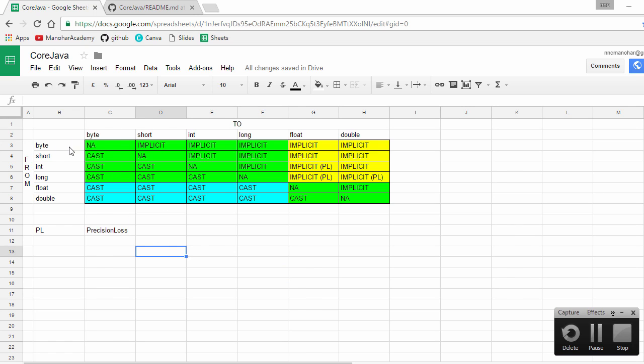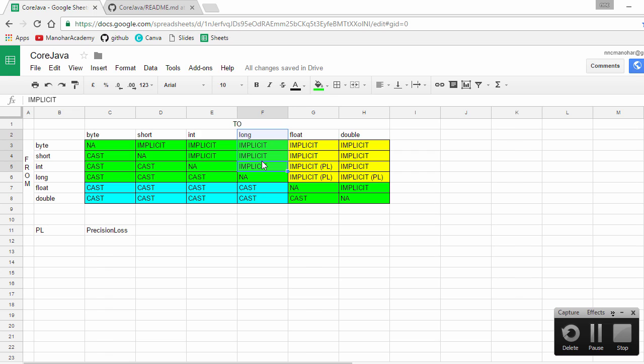Okay, so within whole numbers, byte to byte no conversion, short to short no conversion, int to int no conversion, long to long no conversion. So this diagonal will always be not applicable. And anything above, like byte to short, implicit conversion, we don't need to do anything. So short to int or byte to int, implicit conversion. So next, integer to long, implicit conversion, right? Or short to long, implicit conversion, byte to long, implicit conversion.